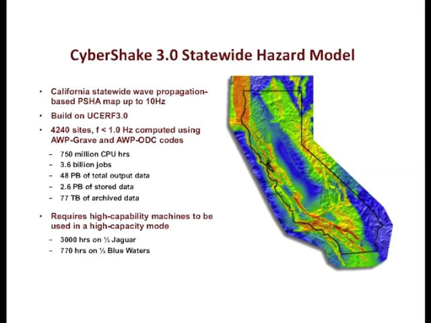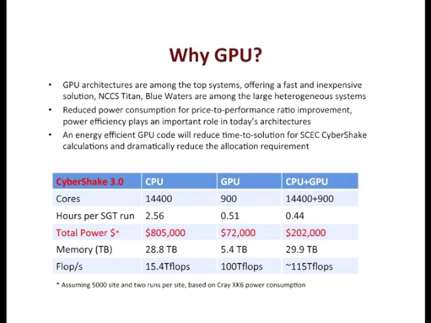And I think I made a mistake when I wrote my abstract. I wrote multi-million, and it's not. It's 750 million CPU hours required, and so probably none of the current NSF systems will be able to handle it. And so that comes to the next question: why do we want to have the GPU code?